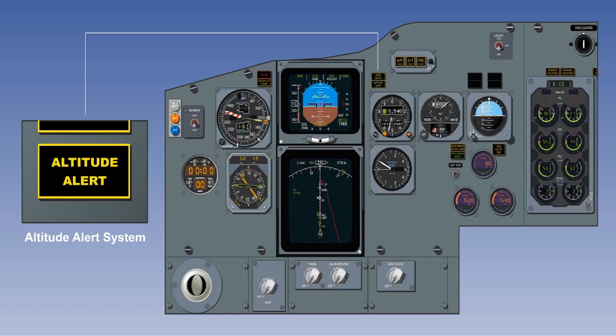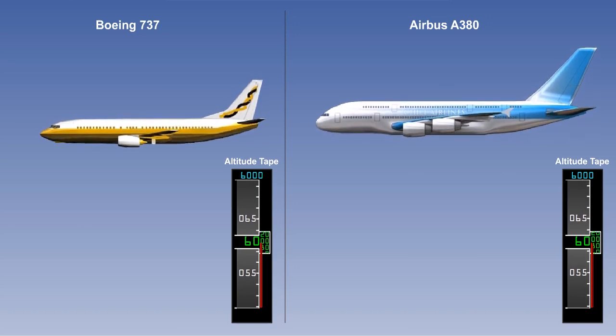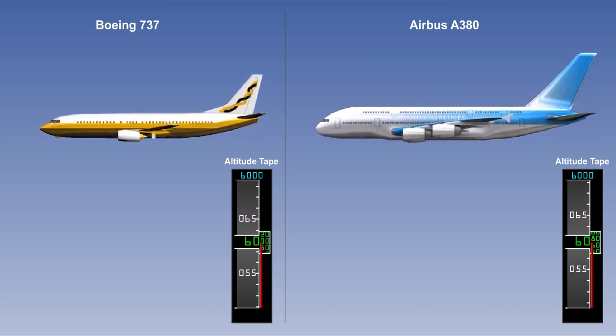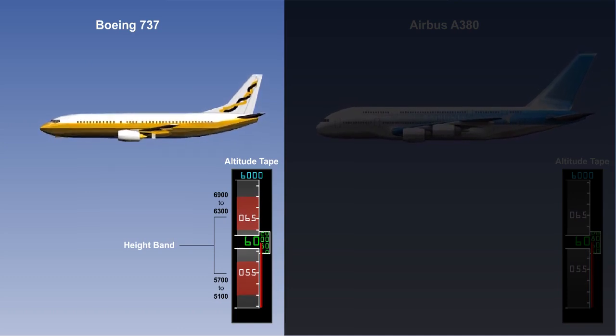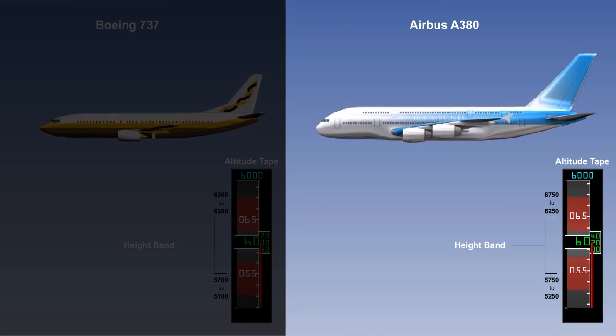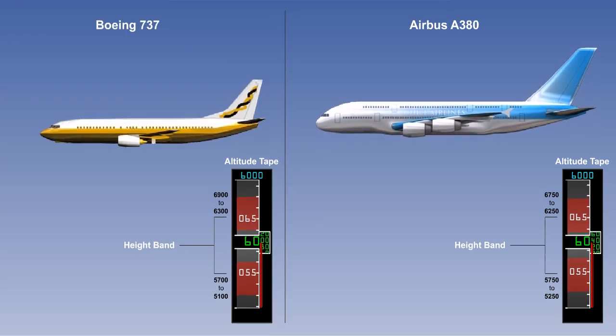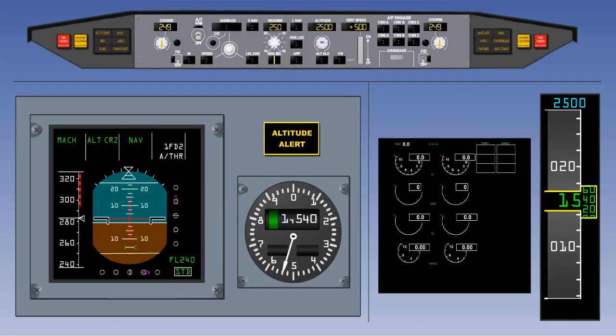The altitude alert system is designed to warn pilots when they are approaching or deviating from the selected altitude. The two major manufacturers, Airbus and Boeing, use different height bands in their alerting systems. The Boeing height band is between 300 and 900 feet. The Airbus height band is between 250 and 750 feet. For the rest of this lesson, we will concentrate on the Boeing heights.